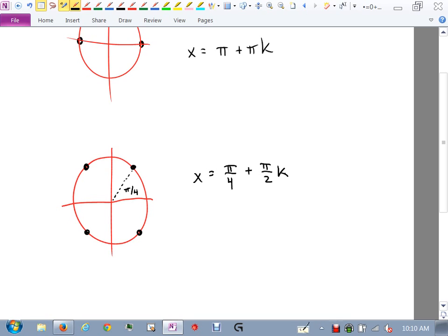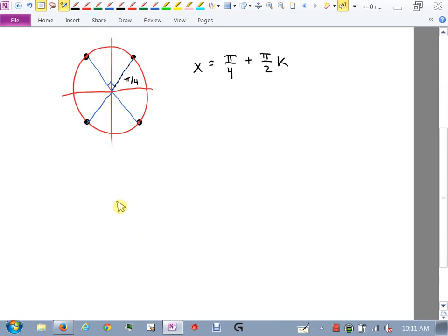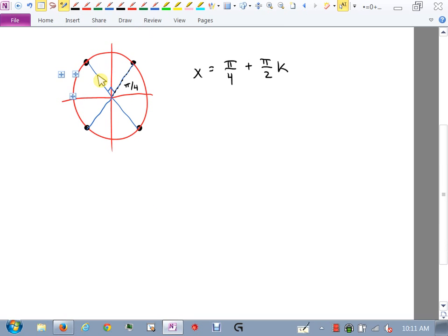Do y'all see that? The key, though, here is to realize that if you draw these straight across, these all hit at 90-degree angles, right? So they're all perpendicular to each other. So they're off by pi over 2. Be careful. Let me show you something that you could get tripped up on.